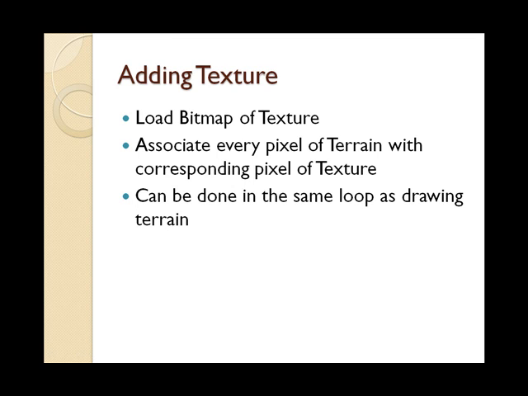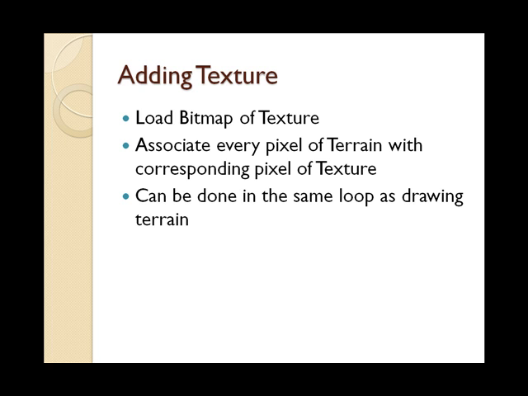So how do we add texture? First, we load the bitmap of the texture. Again, the bitmap of the texture is nothing but an image which depicts how the scene or the object should look at every pixel. And this bitmap could be of any size, and you need to associate every pixel of the terrain with a corresponding pixel of a texture.